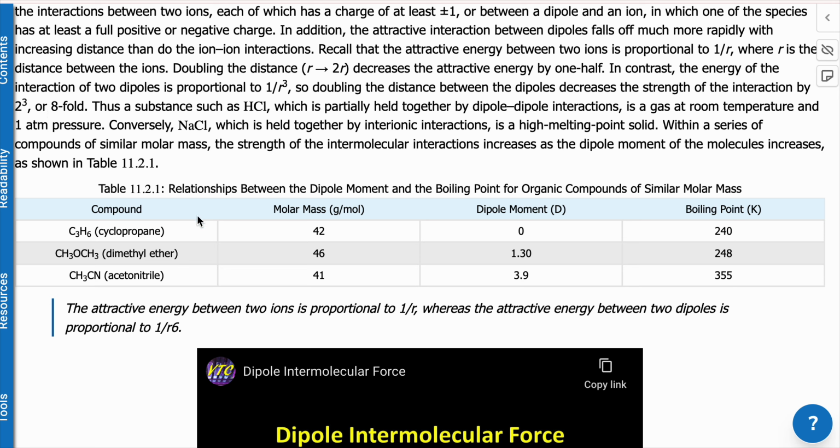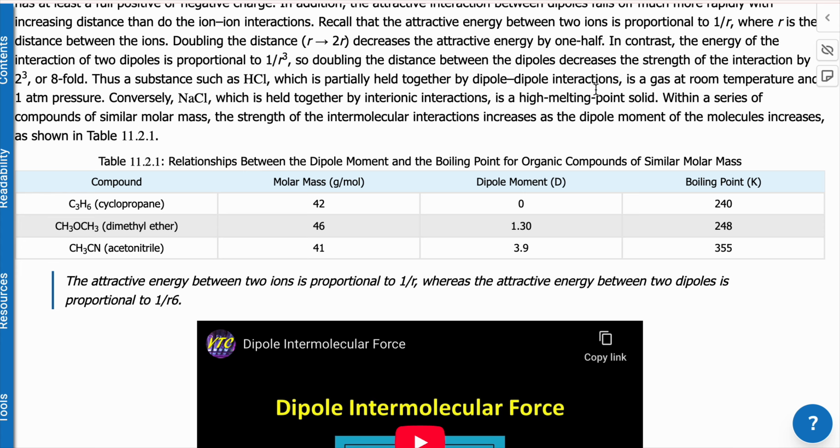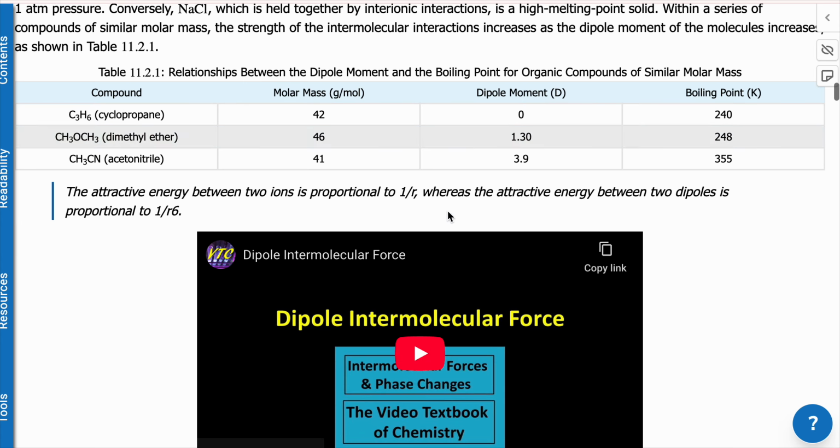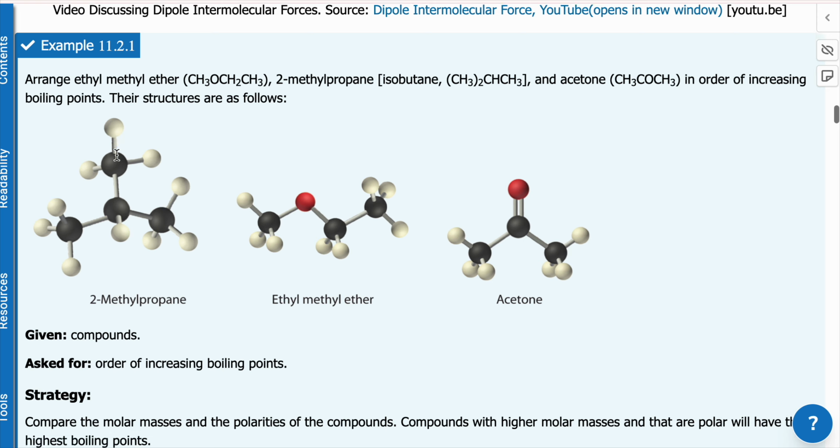Thus, a substance such as HCl, which is partially held together by dipole-dipole interaction, is a gas at room temperature and 1 atmosphere pressure. Conversely, NaCl, which is held together by interionic interaction, is a high melting point solid. So cyclopropane has a lower boiling point than dimethyl ether. Arrange these in order of increasing boiling points.